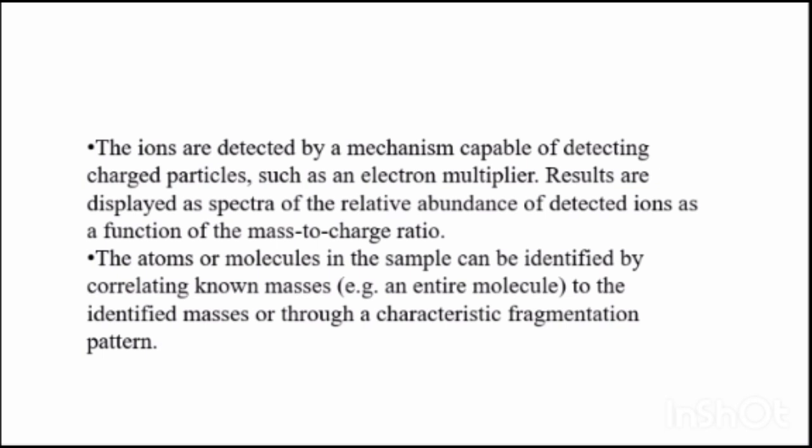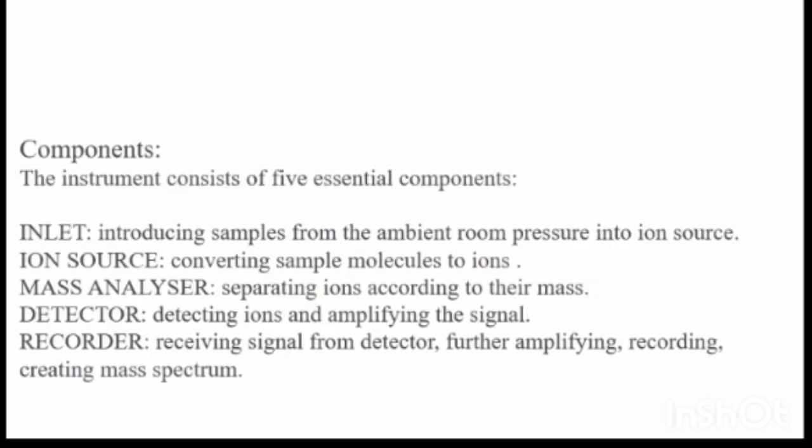The results are displayed as a spectrum of relative abundance of detected ions as a function of mass to charge ratio. The atoms or molecules in the sample can be identified by correlating known masses to identified masses or through characteristic fragmentation patterns. Then let's see the components present in the mass spectrometer.